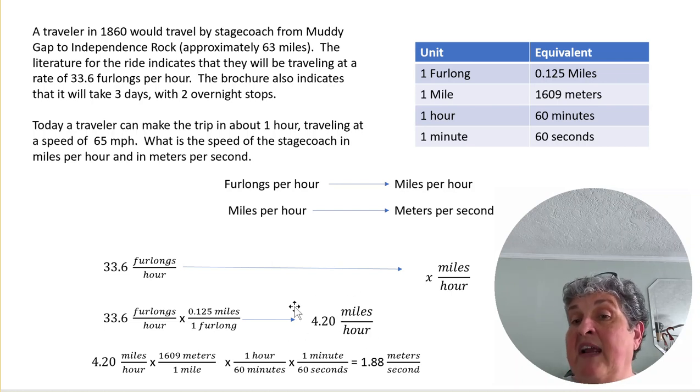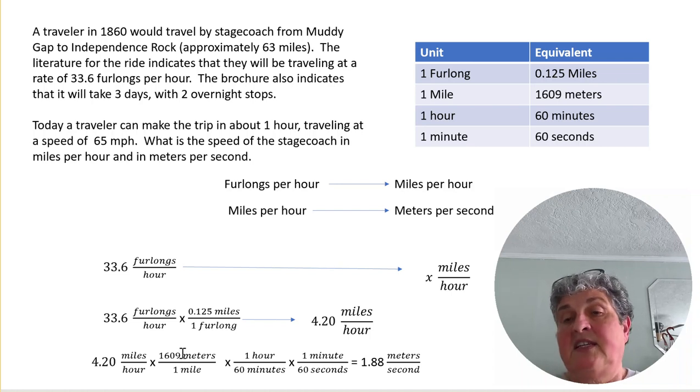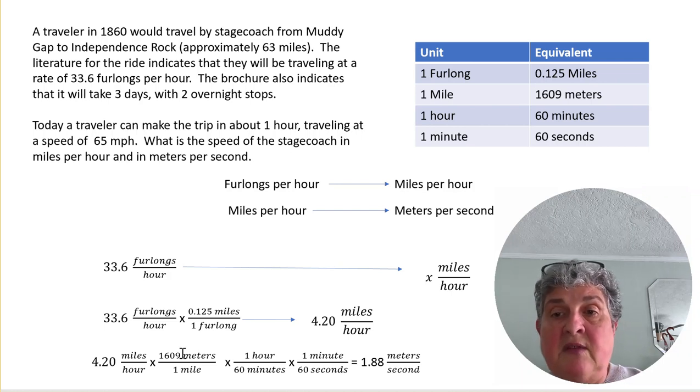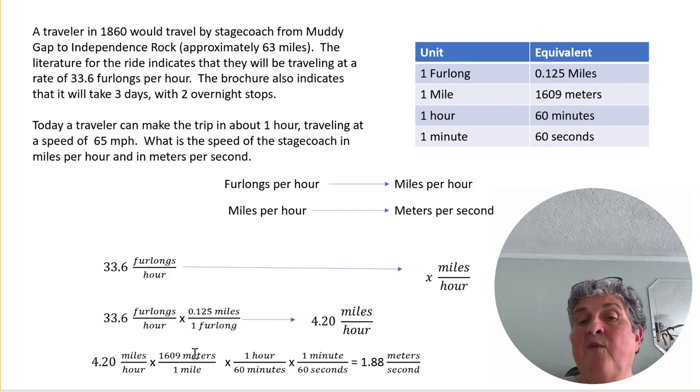So now we can take our answer there and let's go ahead and do the next one and convert to our meters per second. So I've got my 4.20 miles per hour, 3 significant figures. That 0 is significant. Now in this case, 1609 is not an exact number. And if you go look up the conversion factor, you'll find out that it's 1609 point something something. But again, this has more significant figures than what we're starting with, so we don't have to make any adjustments here. We're going to end up with an answer with 3 significant figures.